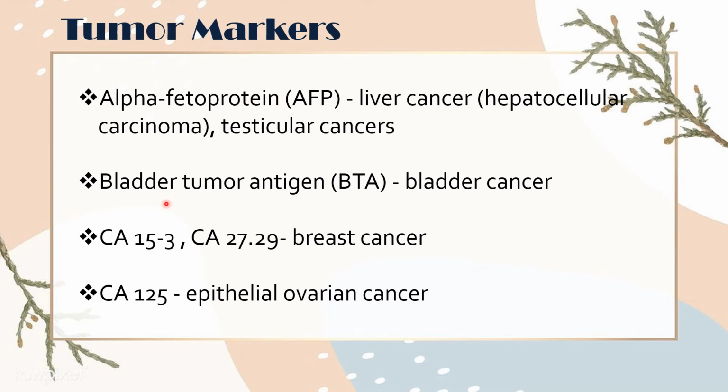So we have the following tumor markers. We have alpha-fetoprotein, or AFP, which is used to detect liver cancer or hepatocellular carcinoma or testicular cancers. And we have bladder tumor antigen, or BTA, to detect bladder cancer. And we have CA15-3, CA27.29 to detect breast cancer. And we have CA125 to detect epithelial ovarian cancers. Those are, again, the tumor markers.